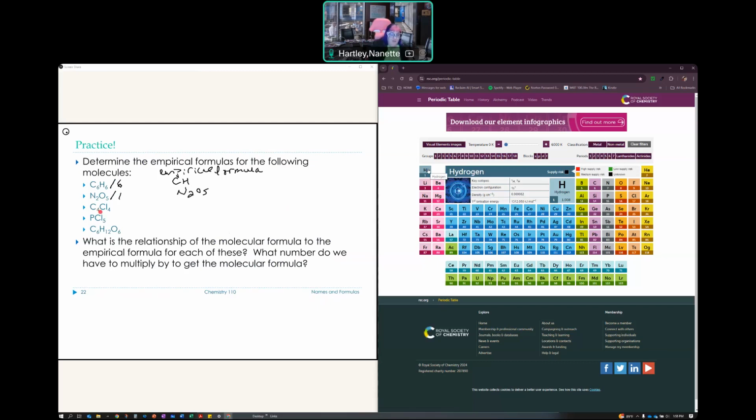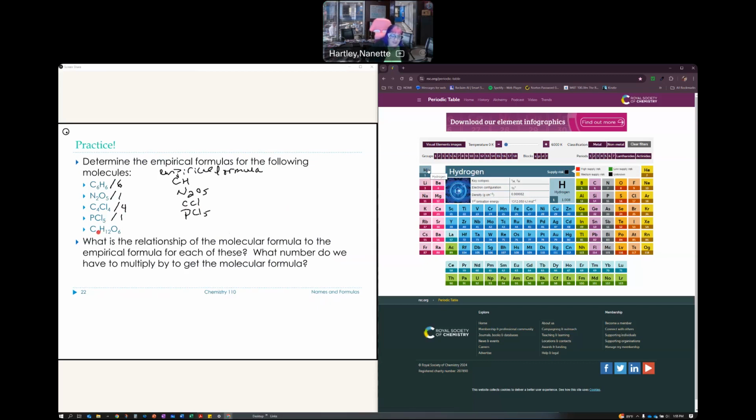So looking at our C4Cl4, is there any way I can reduce that? I think so. Yes. I can divide by 4 and get CCl, which is that lowest whole number ratio. And if I multiply that by 4, I get back that C4Cl4. Okay. Let's look at our PCl5. I can't do anything with it because that P is a 1 and the Cl is a 5. So I have to leave that as it is. And that means that it's PCl5 for my empirical formula. And my factor is 1. That's all I got.